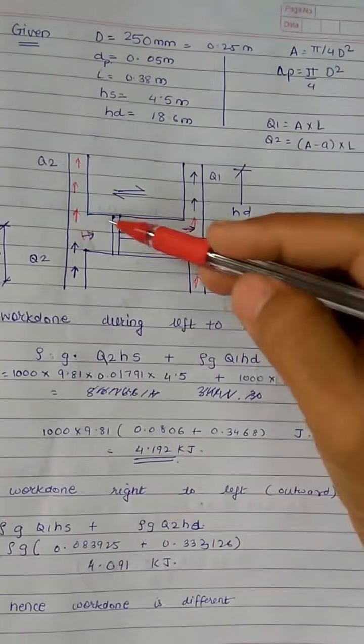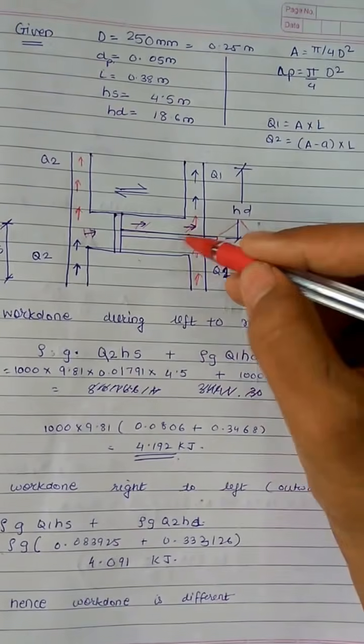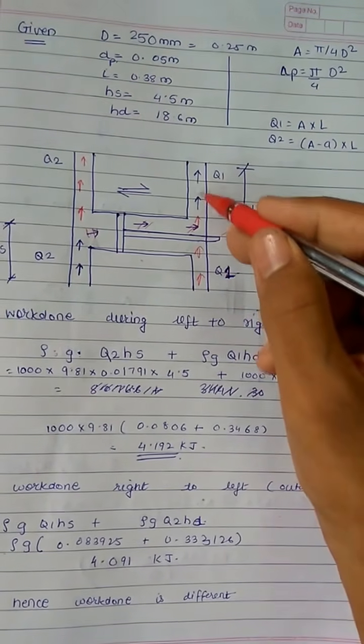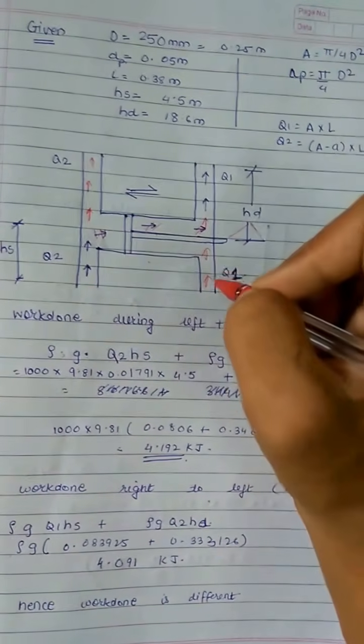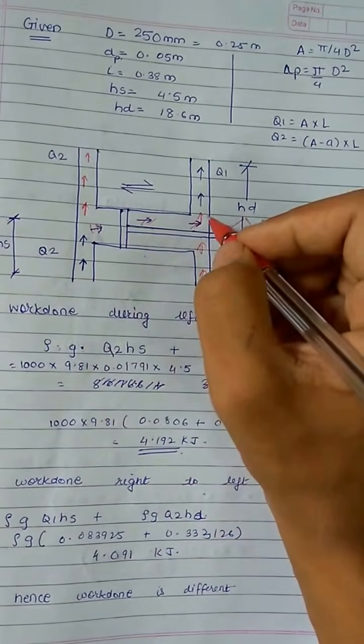I beg your pardon, there is a little change in the diagram. I was mistaken. When the inward stroke takes place, we will get discharge from this pipe, and when the outward stroke takes place, we will get discharge from this pipe. So water flows in, it is compressed and expanded and then discharged.